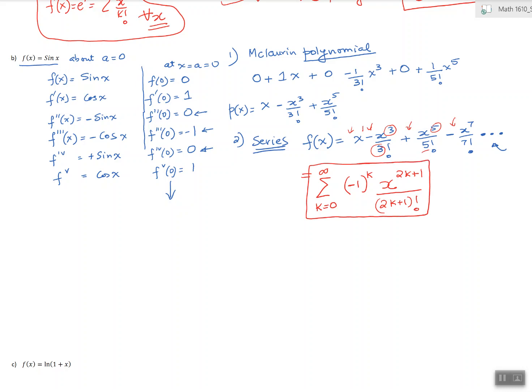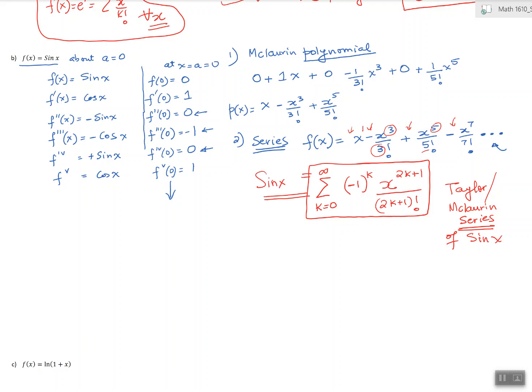So this is the Maclaurin series, Taylor series, or Maclaurin series of sine x. So that means sine x is equal to this.